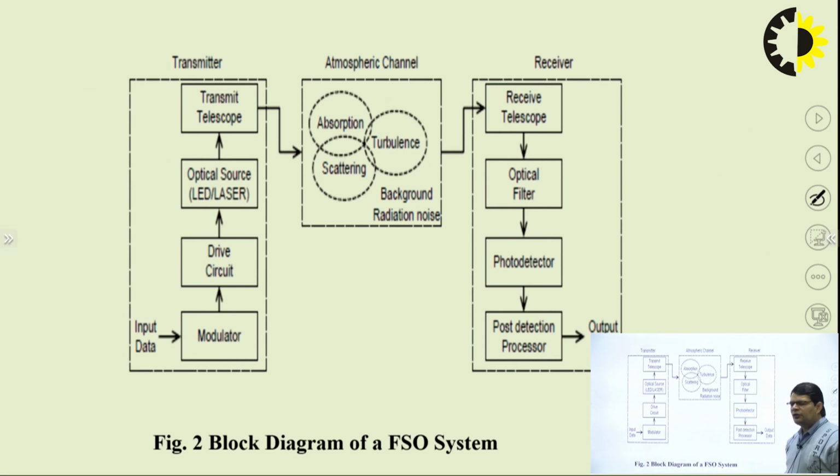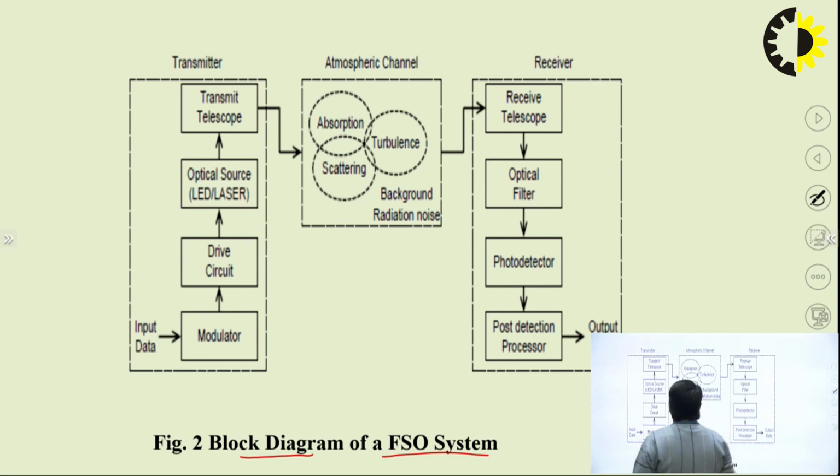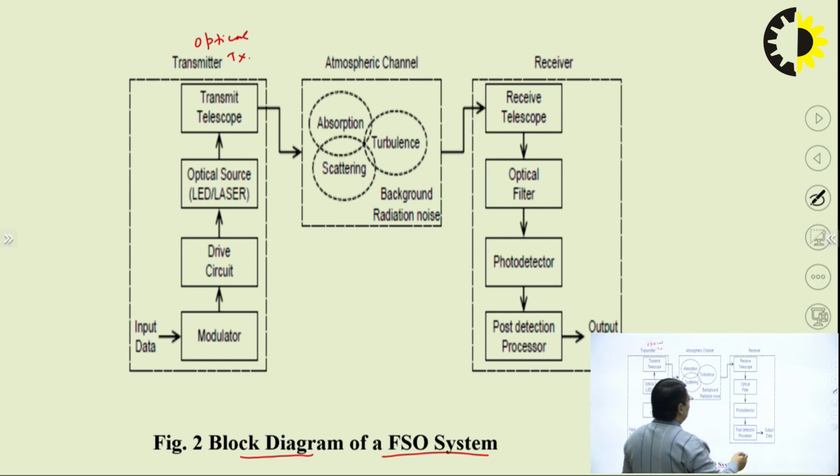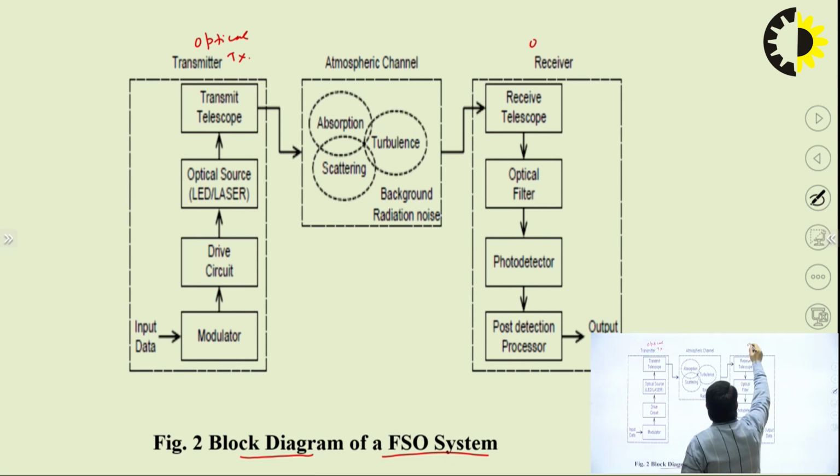This is another form of block diagram for the FSO system. Here we have the optical transmitter part. Here we have the optical receiver part.